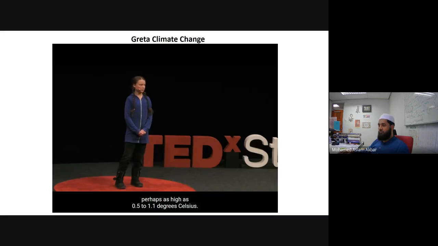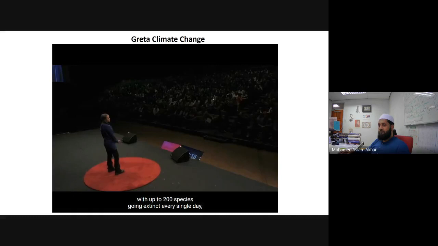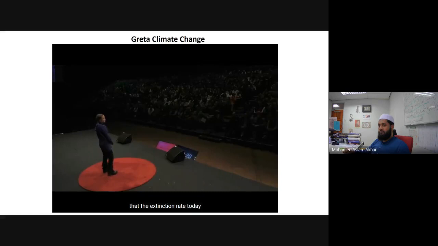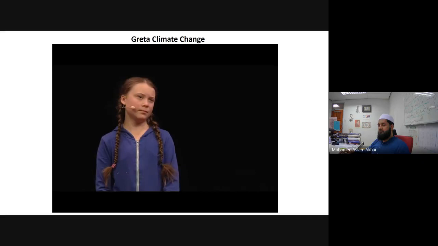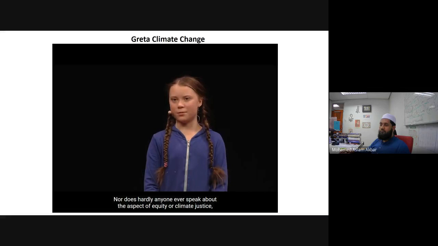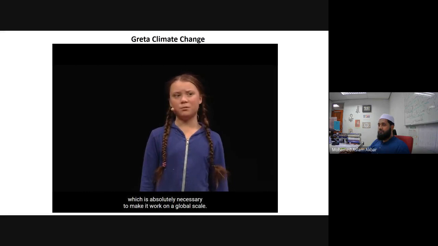Furthermore, hardly anyone speaks about the fact that we are in the midst of the sixth mass extinction, with up to 200 species going extinct every single day. That the extinction rate is today between 1,000 and 10,000 times higher than what is seen as normal. Nor does hardly anyone ever speak about the aspect of equity or climate justice, clearly stated everywhere in the Paris Agreement, which is absolutely necessary to make it work on a global scale.